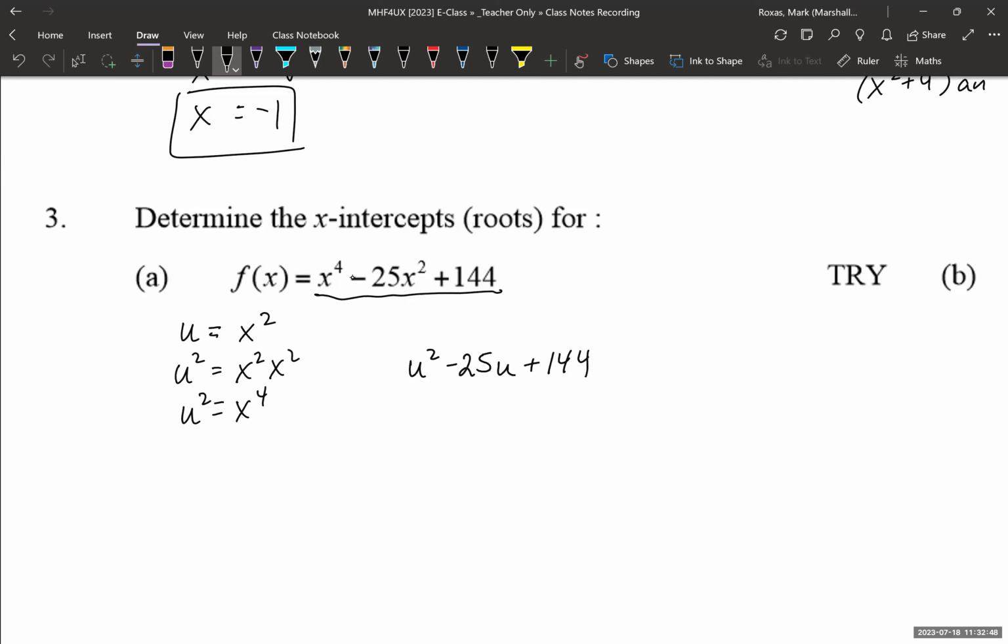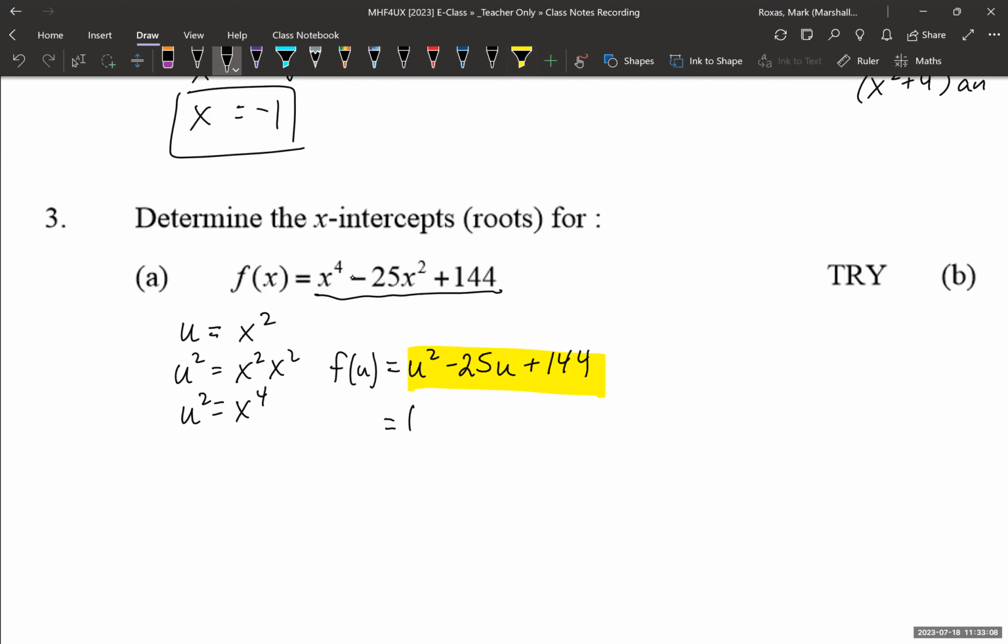Okay, so this is now a function of u, right? So f of u. All right, and so we can only do this because there was no x cubed term in there, and there was no x term in there, right? So if I do this, I have something that looks like a quadratic, and this is something that I can factor without using any polynomial division whatsoever.